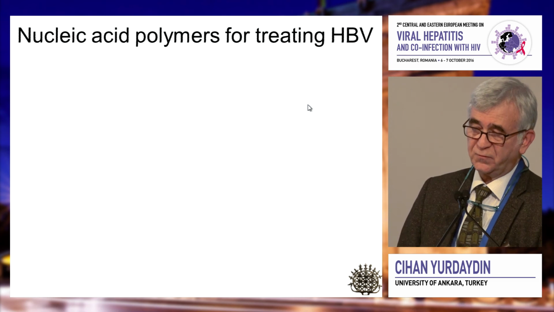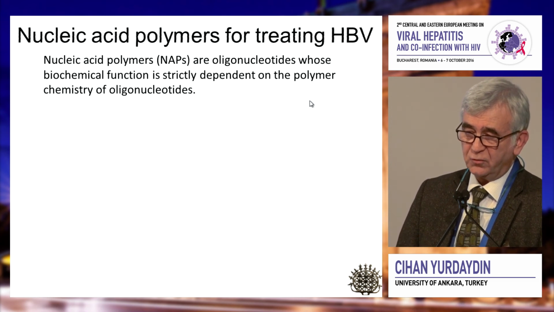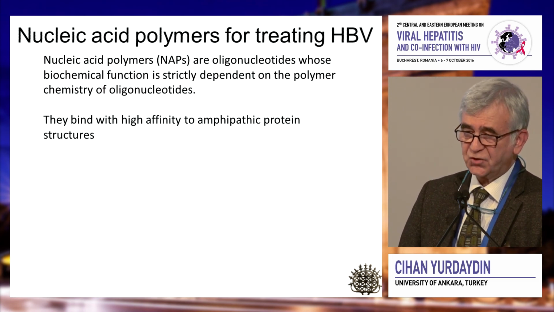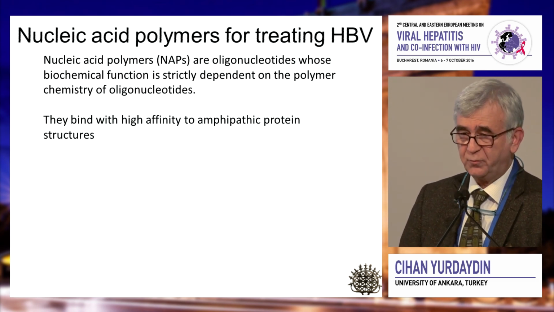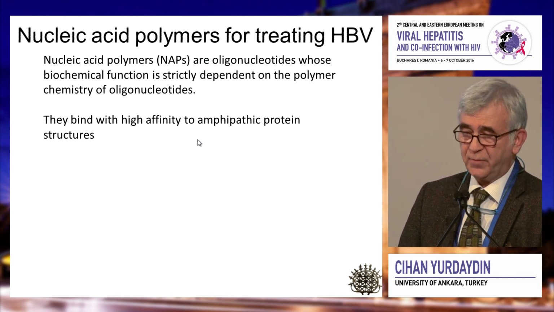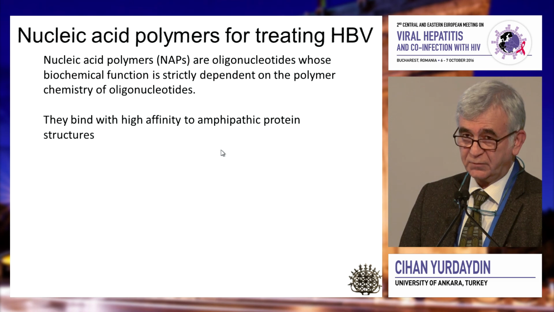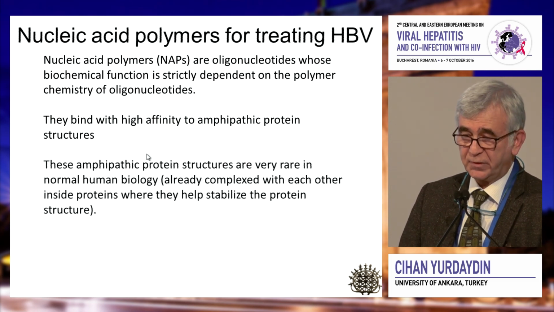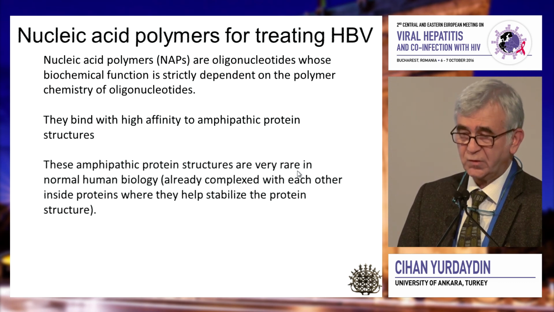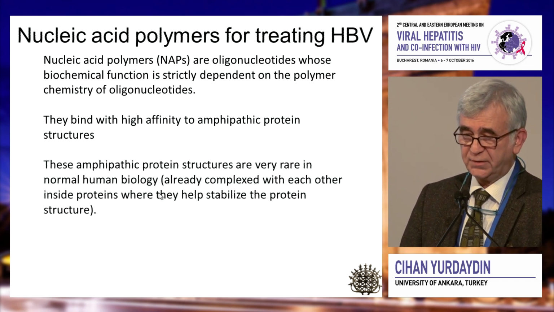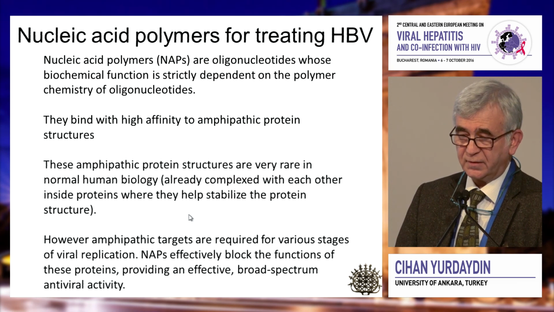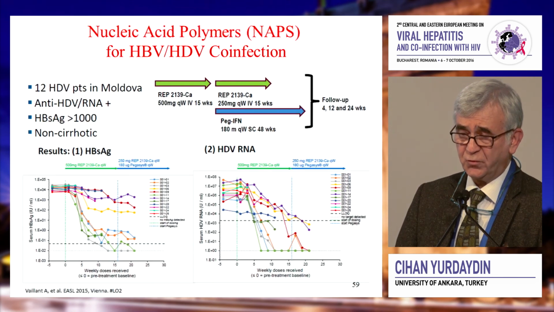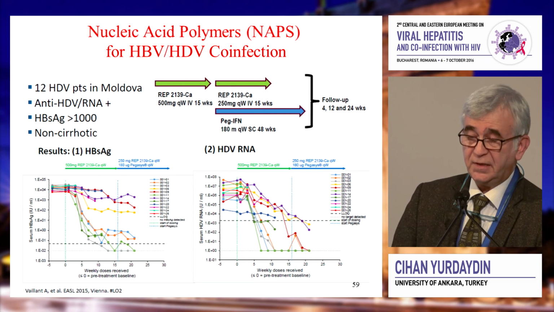Now, nucleic acid polymers for treating HBV. These are oligonucleotides, and their action is not dependent on their oligonucleotide structure per se, but on the polymer chemistry of the oligonucleotide. They bind with high affinity to amphipathic protein structures, and these amphipathic protein structures supposedly are very rare in normal human biology, but are observed in the virus. And they were used in delta hepatitis, in hepatitis B.